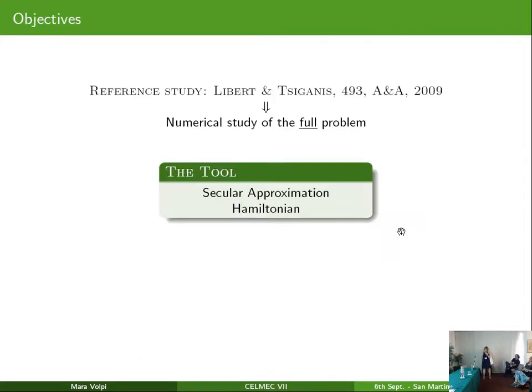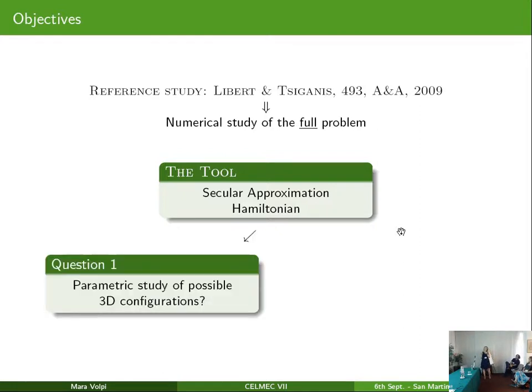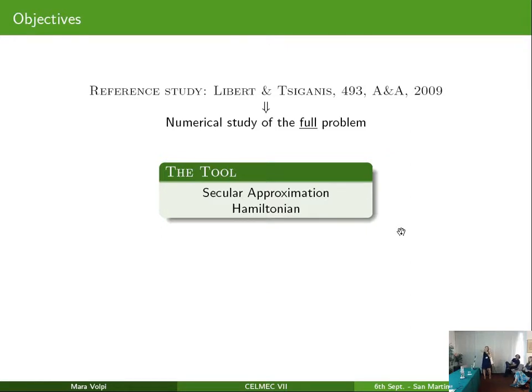So, to study this problem, we took a reference study of Libert and Tsiganis of 2009, in which the authors explored the possibility for 5 extrasolar systems to be in 3D configurations, and in particular to be in a Lidov-Kozai resonance state. What they did was they considered the full problem and integrated that numerically.